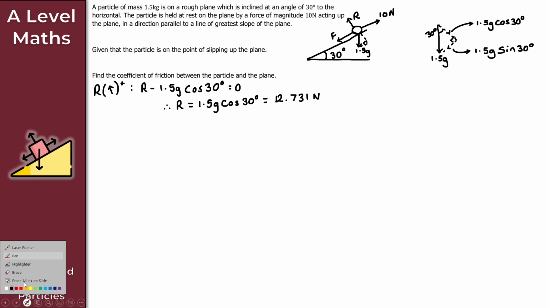That might be a little bit unclear. Let me just rewrite that. So that was supposed to be a 12. Let's try again. So 12.731 newtons there. So that's the value of R.